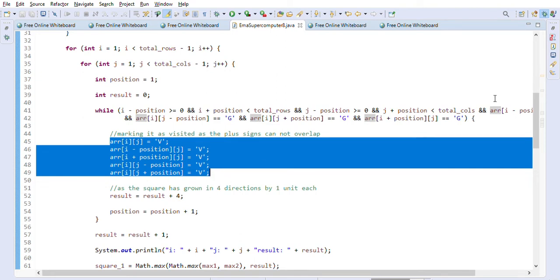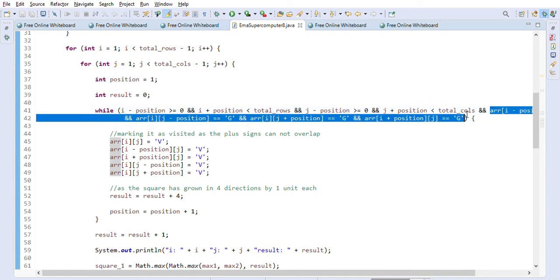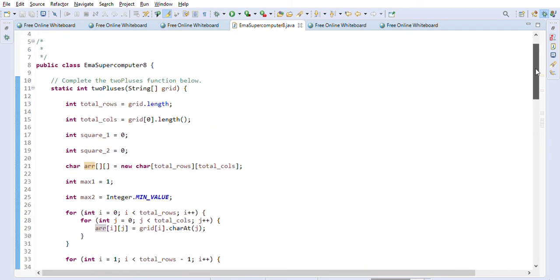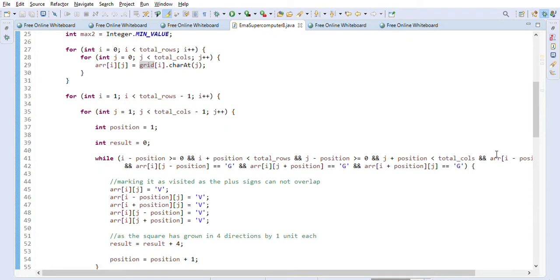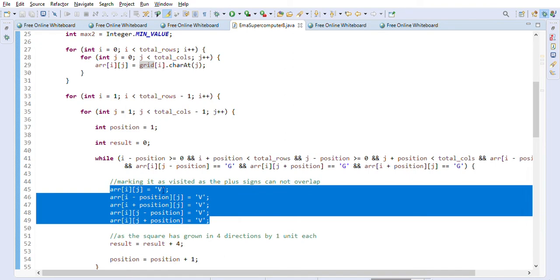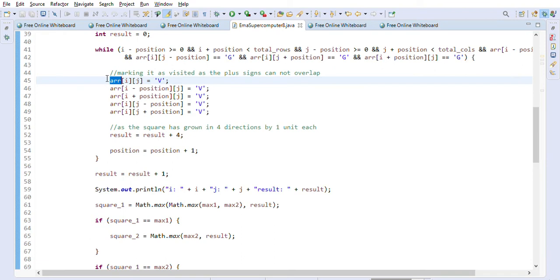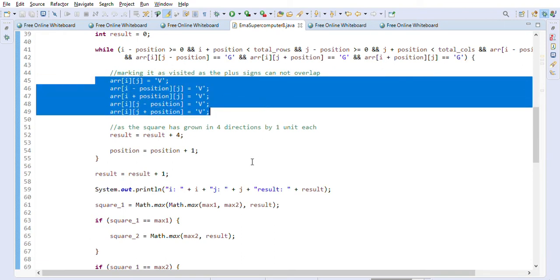Whenever we are checking, we check the array characters, not the original grid characters, so that we make sure they are not already visited. That's why we check here. I'll highlight this: we are checking the array characters, not the original grid characters. The grid character is here. We are not using the grid to check, we are using the array to check, because we are keeping track of the visited cells by using V in the array, not in the original grid. So now you understand that we got one expansion possible.